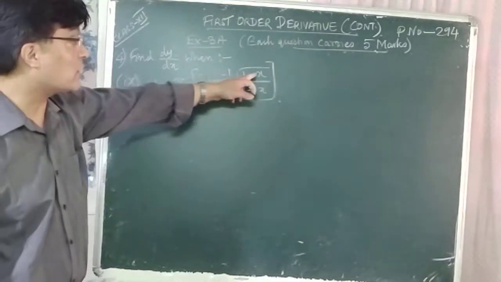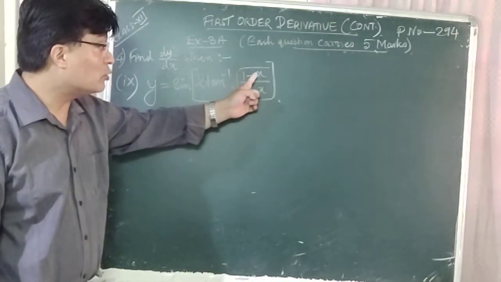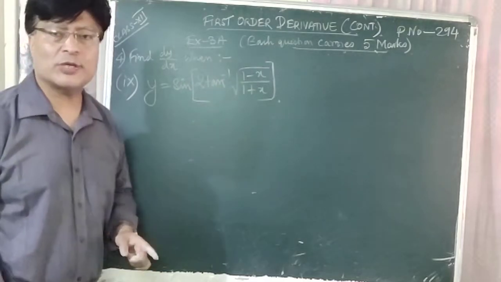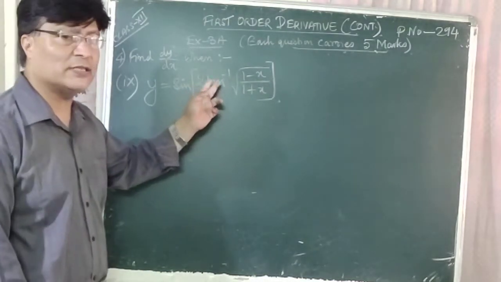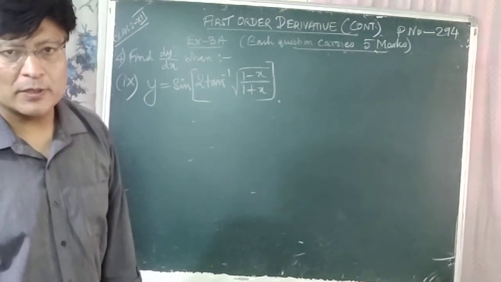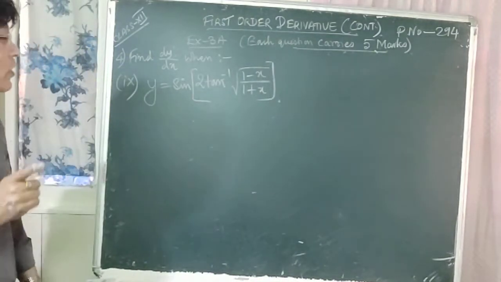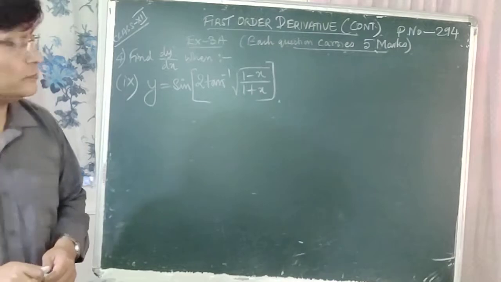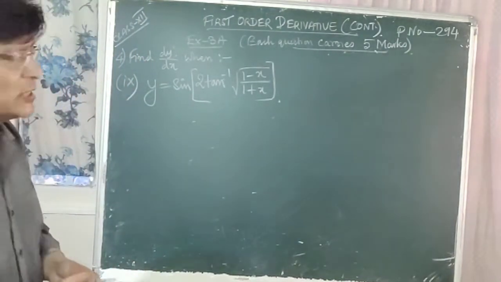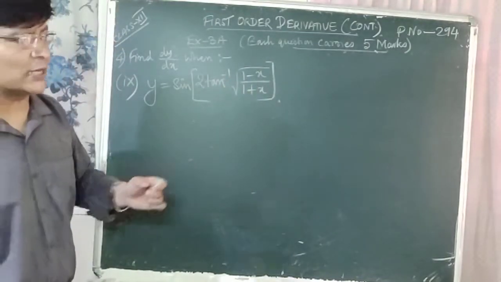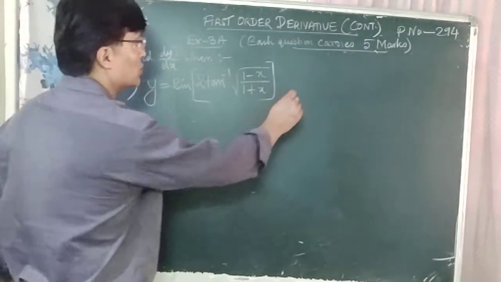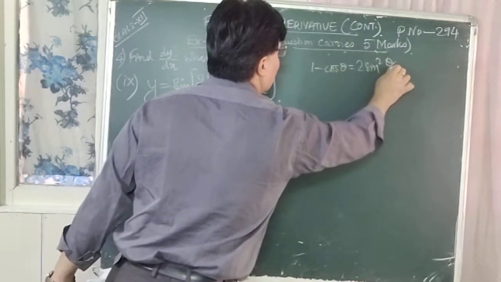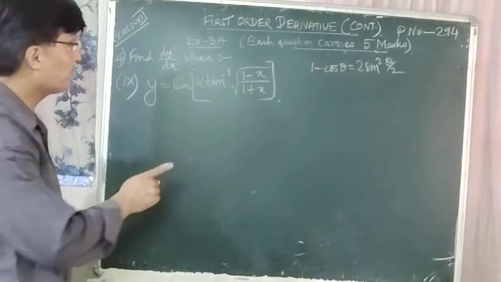You can do the trigonometric substitution here. What should you do? Substitute for x. What should you substitute for x so that we can have it in the form tan inverse tan theta? You can put x is equal to cos theta, because if we put x is equal to cos theta, we have 1 minus cos theta, isn't it? So 1 minus cos theta, you know that this is the formula, 2 sin square theta by 2, right?